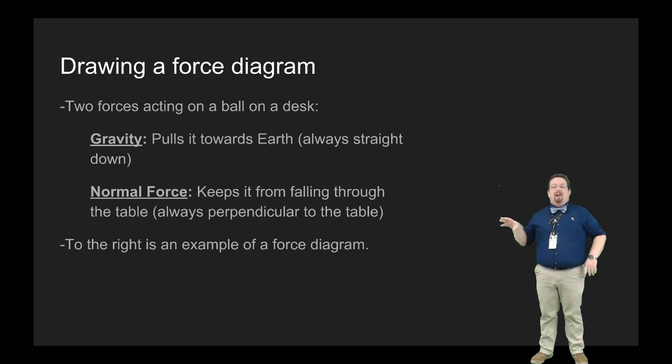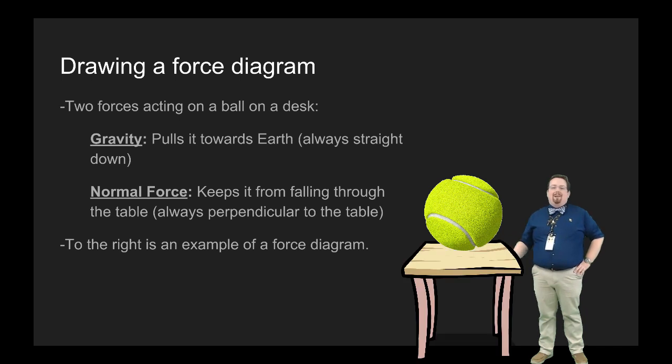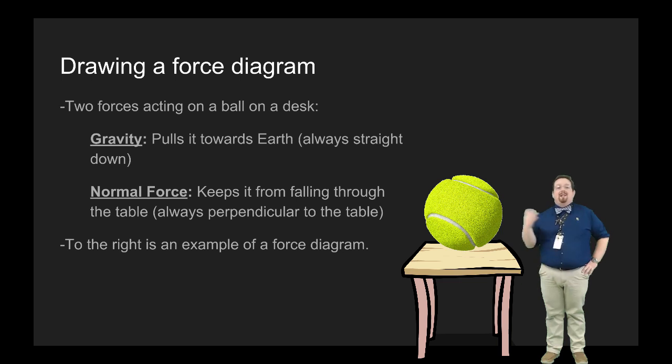So we start by drawing the object. If an object has anything attached to it, like a string or it's sitting on a table, then we draw those things too. When we draw our force vectors, we always draw them from the middle of the object and go out. So in this class, a lot of our examples will involve an object sitting on a table, a flat table more specifically. There are always at least two forces acting on that object, gravity and the normal force.